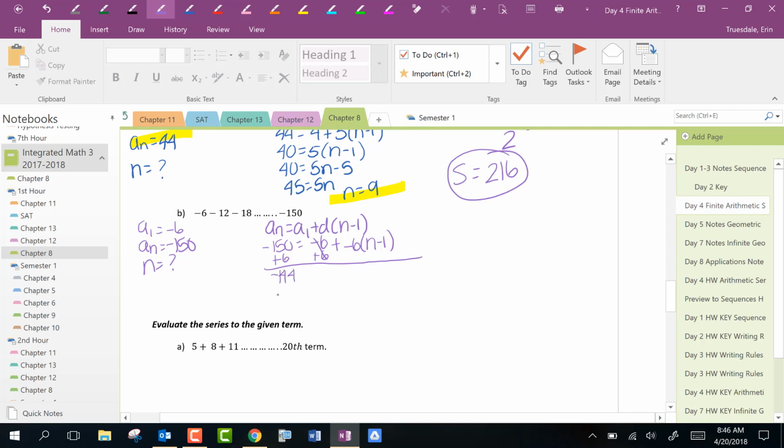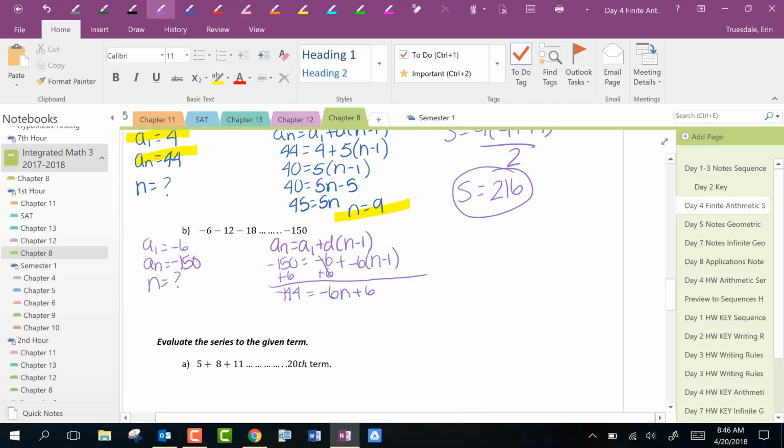Did anybody do it differently than that? Okay, and then distribute the negative 6. If you distribute right at the beginning, like at this step, then the 6's cancel actually on the same side, and then you don't have to worry about subtracting anything. So either way is fine. Okay, subtract the 6, and then divide by negative 6. So n would be 25. So however you solve it, you should get 25 for n.